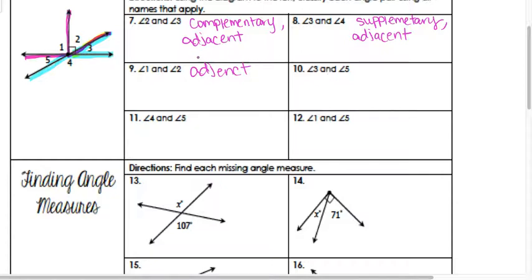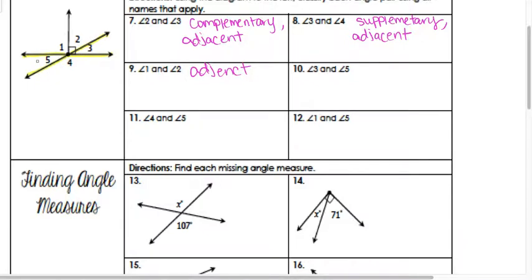I'm going to erase all of this so that it doesn't interfere with what we're trying to do here. Now, if you need to highlight as you go, do that. I don't want you to feel like you can't highlight on yours. I'm just trying to clean it up so that you can see it better. We're going to be looking at angle 3, which is this right here, and angle 5, which is this right here.